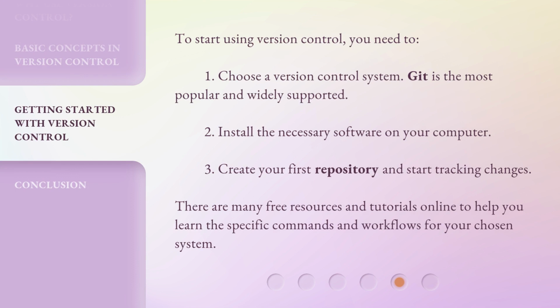To start using version control, you need to: 1. Choose a version control system. Git is the most popular and widely supported. 2. Install the necessary software on your computer. 3. Create your first repository and start tracking changes. There are many free resources and tutorials online to help you learn the specific commands and workflows for your chosen system.